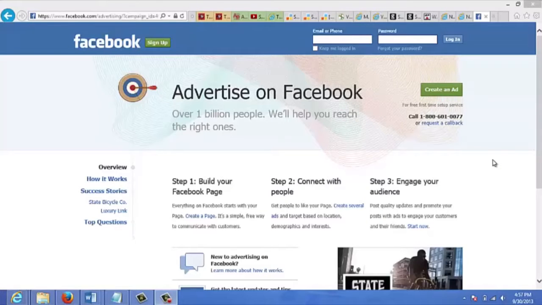CTR stands for click-through rate and is a way to measure the success of your ads. To calculate your CTR, basically it is the number of clicks you get from your ad divided by the number of times your ad is shown, or impressions, and this is expressed as a percentage. And the higher your CTR rate is, the lower your CPC will be. CPC stands for cost per click. And ideally here on Facebook ads, you want to aim for a CTR of 0.3% or higher.